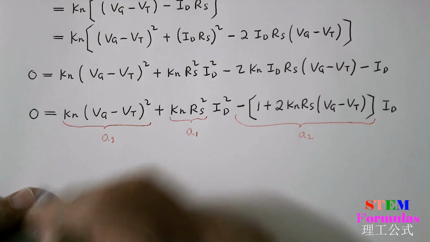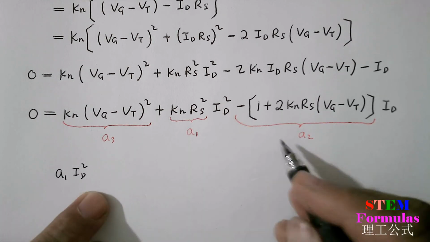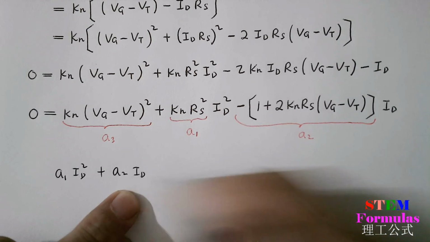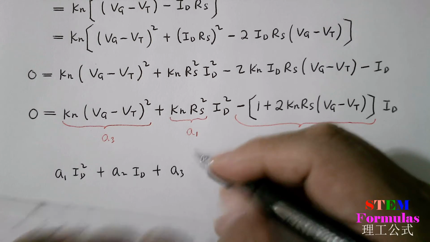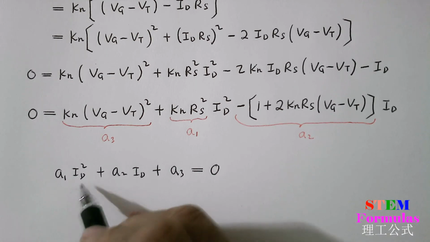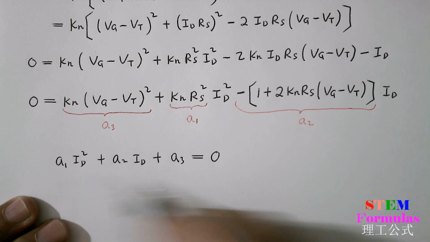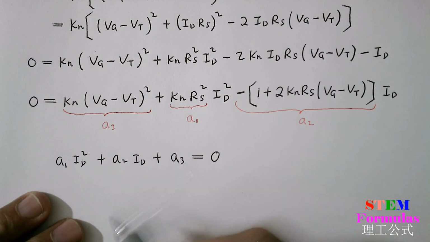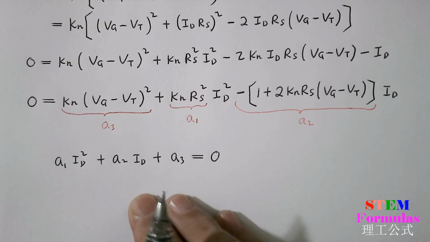So I can write again A1 ID squared plus A2 ID plus A3 equal to 0. And this is the quadratic equation for the variable ID. MATLAB has a function for solving this problem. And of course, my purpose is to design a MATLAB code for the whole MOSFET biasing circuit, so MATLAB has a function for this problem.